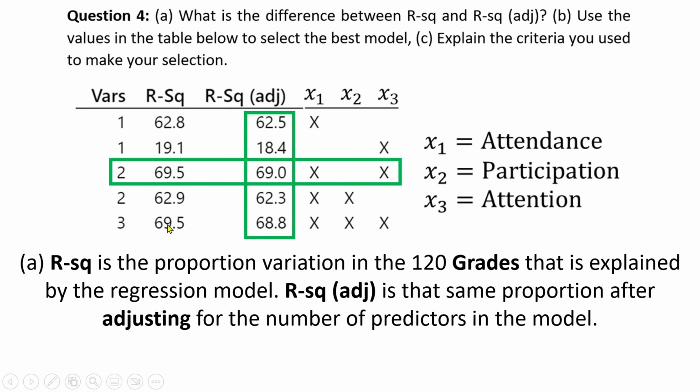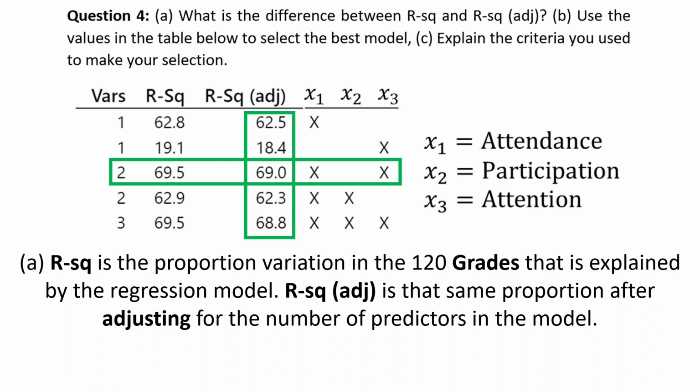We don't know for sure because Minitab didn't give us those decimal places, but it's certain that the R-squared for the model with all three of the predictors is a little bit bigger than the R-squared for the model with only the two. R-squared always increases, but if you look at R-squared adjusted, the model with two predictors is 69.0. The model with all three predictors is 68.8. It went down a little bit.